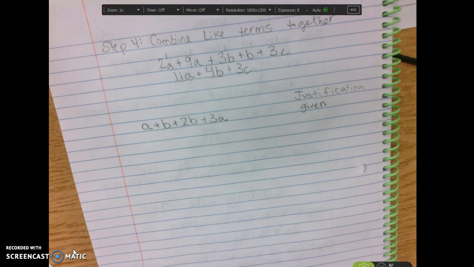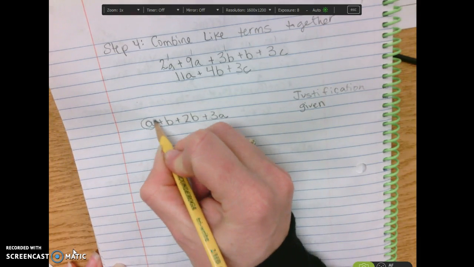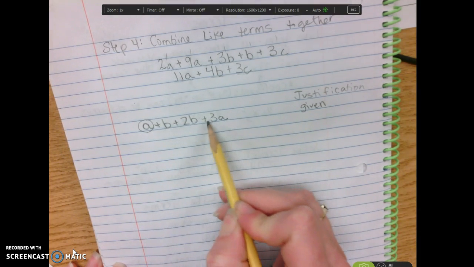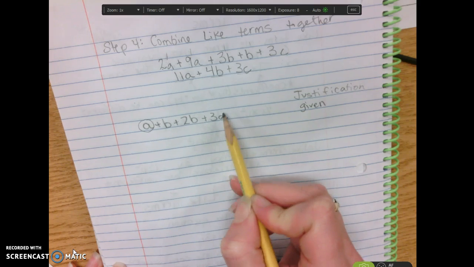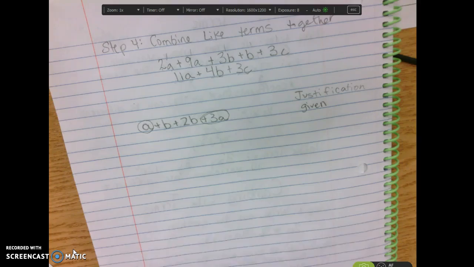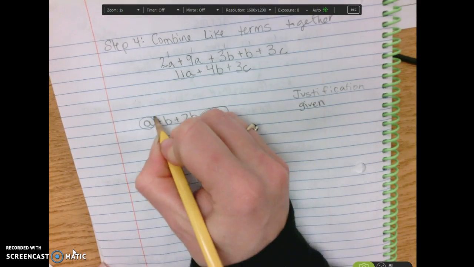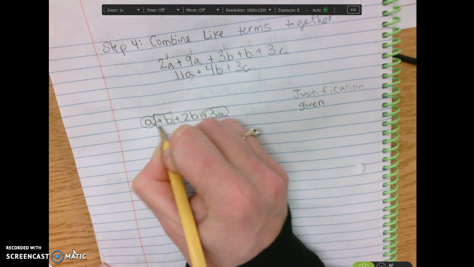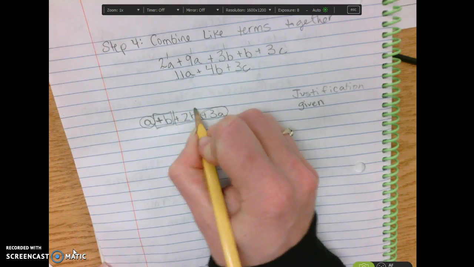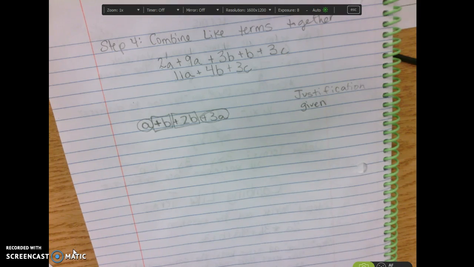Now, step two, I'm going to code my like terms and the sign that is to the left of them. So I see that I have an A here. I'm going to use a circle. That's a like term, and here's another variable A. So I'm going to code that with a circle as well. Now I have a term B, so I'm going to code that with a rectangle and the sign to the left of it. And here's another B. I'm going to code that together.